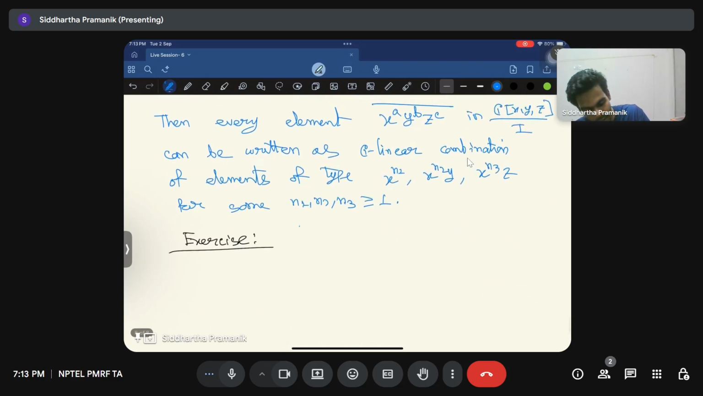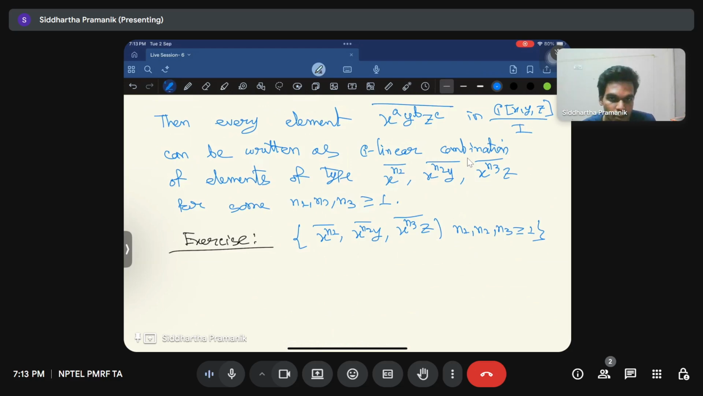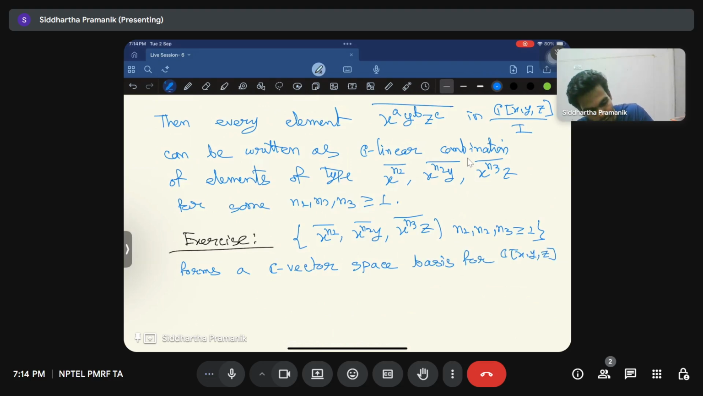So the exercise is: the set x^n1, x^n2 y, x^n3 z, where n1, n2, n3 are at least 1, and we need to take the bar, which means these are elements of the quotient ring, forms a C vector space basis for the quotient ring C[x, y, z] modulo the ideal I.